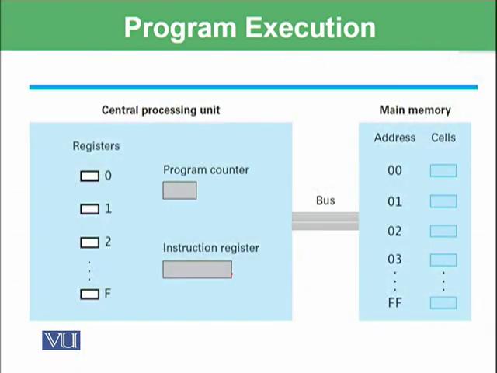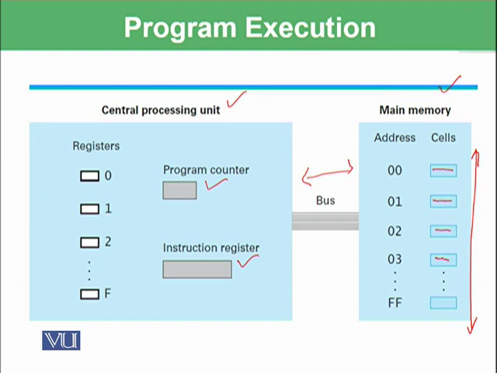If you see this diagram which we have already seen previously, we have a central processing unit here and the main memory, and we have a bus for data transfer. Here are two special purpose registers, program counter and instruction register. In the main memory, in different cells, the instructions are placed. For example, at address 00 there is an instruction in binary, at address 01 there is another instruction in binary, and so on. So what would be the flow?